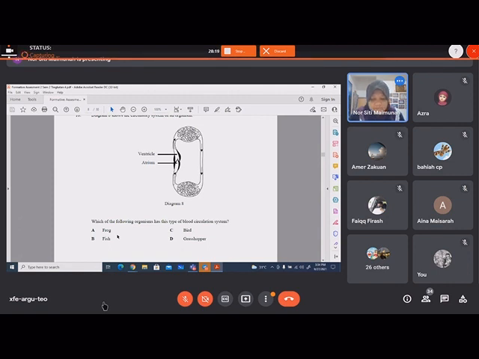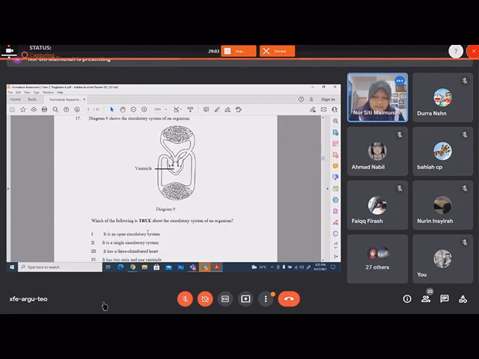How about frog? What type of blood circulatory system for frog, class? Incomplete double closed. Double closed circulatory system. How about bird? Complete double closed. Yes, complete double closed circulatory system. So birds and mammals have the same type of circulatory system. And how about grasshopper? Open. Open circulatory system. Okay, write it down.